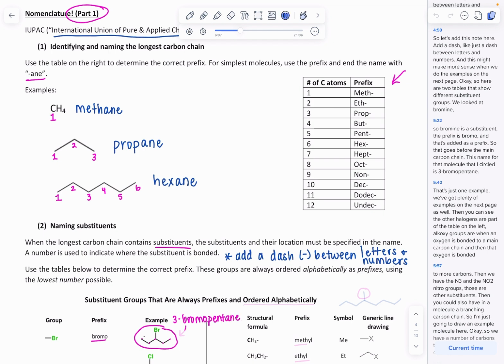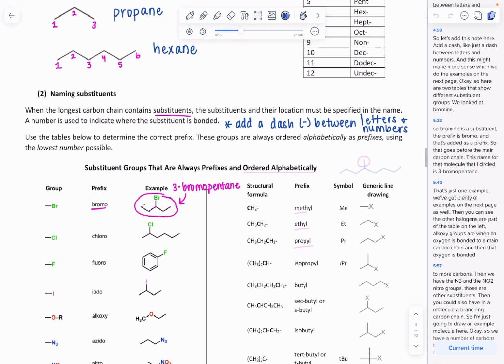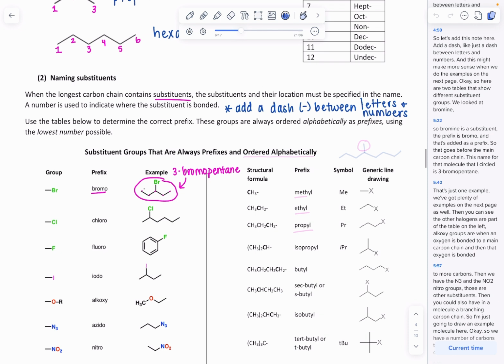That's just one example. We've got plenty of examples on the next page as well. And you can see the other halogens are part of the table on the left. Alkoxy groups are when an oxygen is bonded to a main carbon chain, and then that oxygen is bonded to more carbons. Then we have the N3 and the NO2 nitro groups. Those are other substituents.